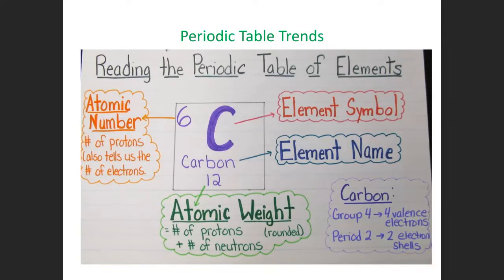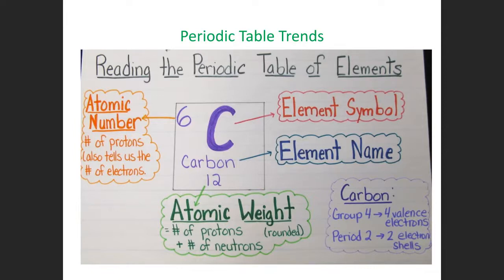If you look at carbon, C, and then you see a 6 and a 12, the 12 is the atomic weight, and 6 is the atomic number. What do those numbers really mean? Somebody tell me. Atomic number is the number of protons, which is the same as the number of electrons. Beautifully said, Kelly. What about the atomic weight? What does that mean? That's the mass of the atom, right?